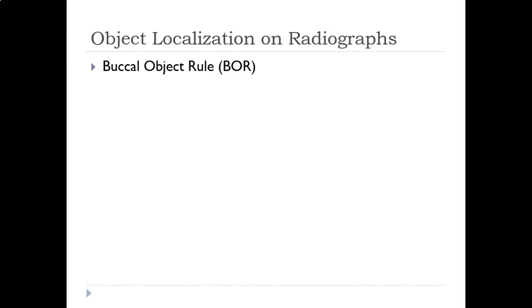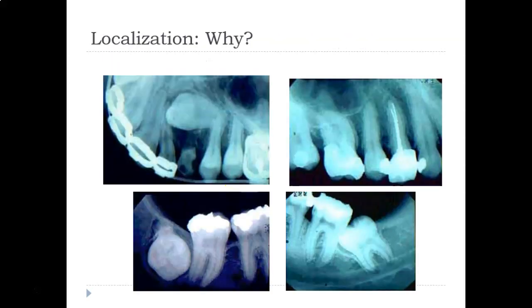It's the one that Amy liked best. It's the one that I've learned from her. Holly used it as well. I just want to stick to one rule, because otherwise I feel like it'll be confusing. So the buccal object rule. Why do we need a localization rule? What's the purpose of it?